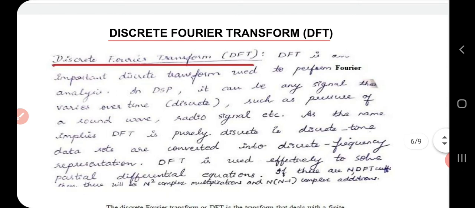Now that's all about DTFT. So study what is DTFT, its application, advantages and properties.